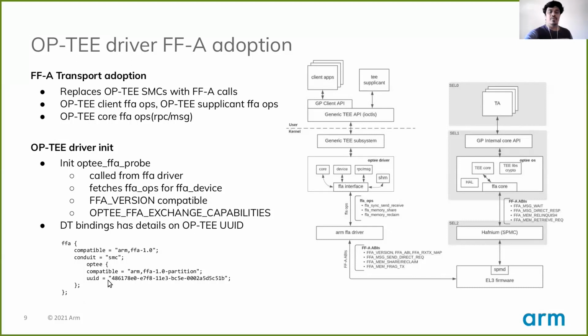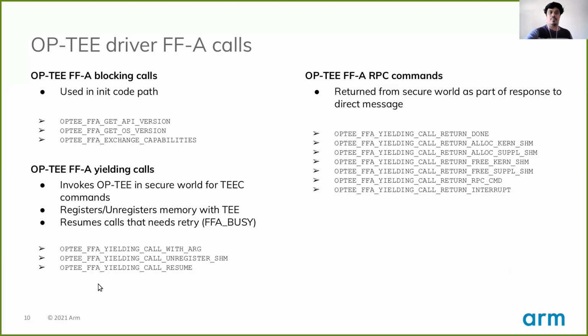This UID will be the SP's, the secure partition UID, and what version it is compatible with. This entry will be used by the ARMv8 driver, and based on the UID, it will probe each driver in the Linux kernel. So moving on, we'll talk about ARM driver FFA calls.